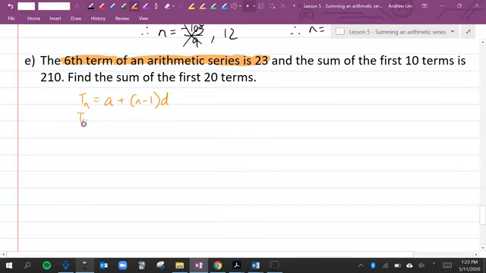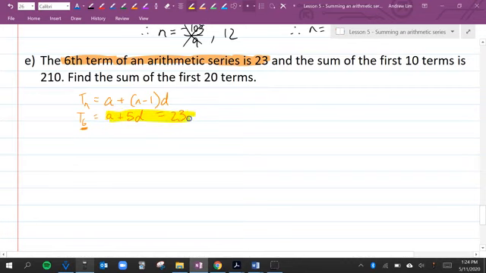So the sixth term is a plus, or n minus 1 will be 5d. Okay, because remember, this is n. And that is equal to 23. Okay, so just remember that.